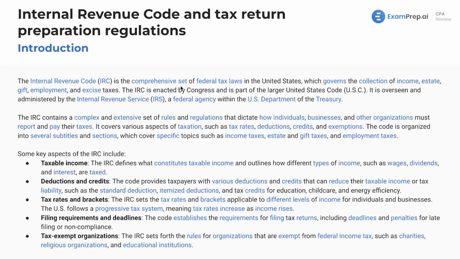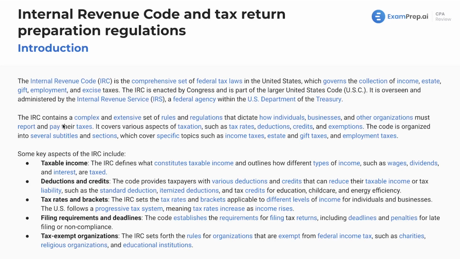Now, it's a comprehensive set of federal tax laws which govern the collection of income, estate, gift, employment, excise tax, basically all taxes. Not just capped at what we mentioned there, it's everything. The IRC is enacted by Congress, and it's a part of the larger United States Code. It's overseen and administered by the IRS. The IRS is a federal agency under the U.S. Department of the Treasury. This is more background. You don't really need to know this. You don't have to memorize that it is part of the Treasury. Just get a general idea of what we're dealing with here, so we can understand and get a good grasp.